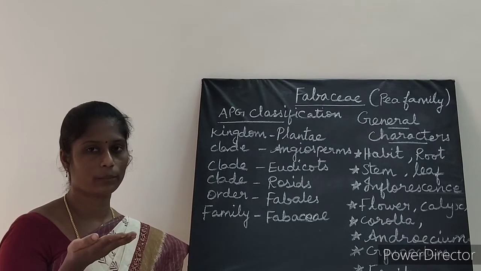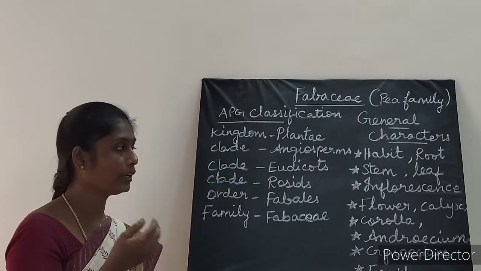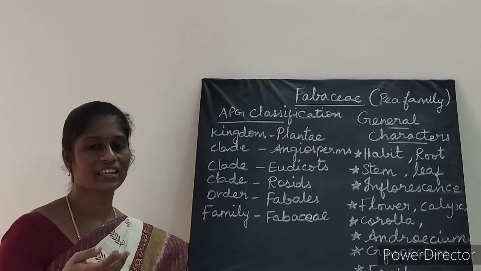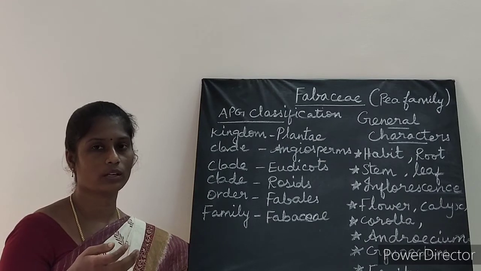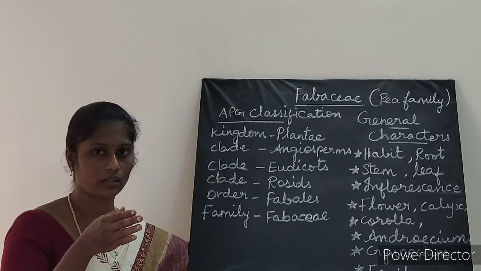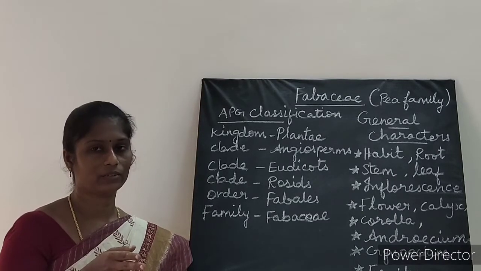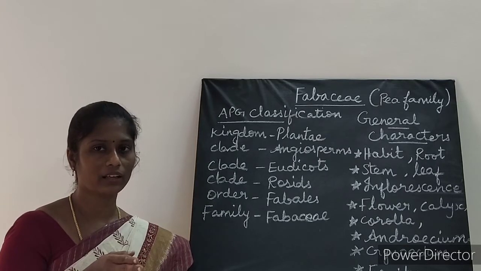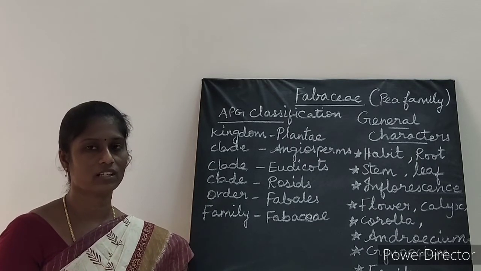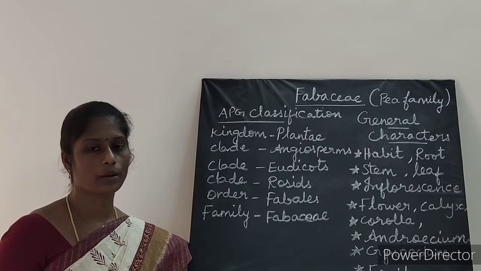5 sets of parts are there. Okay, pentamerous, floral sets, and then heterochlamydious. Okay, and then zygomorphic. Zygomorphic means what? It is bilateral. Okay, it can be cut only, the flower can be separated only at one plane. Okay, only in one plane. It will give 2 equal halves. That is known as what? Zygomorphic. And next one, hypogynous or sometimes perigynous.